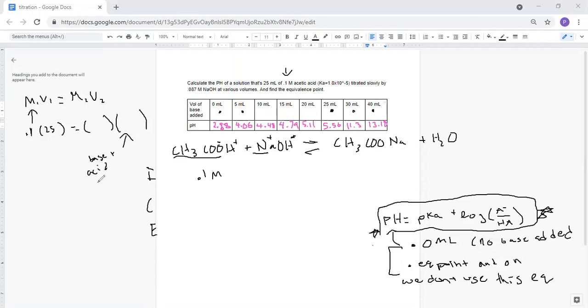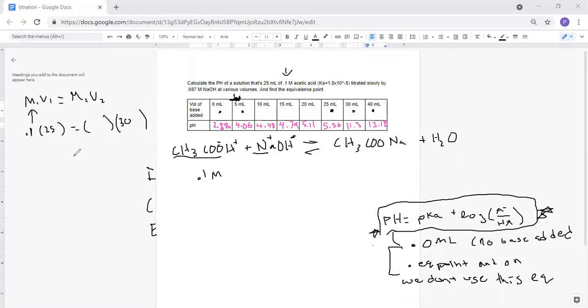So we know our acid is 25 mils, and here we're adding 5 mils of the base. So 25 plus 5 equals 30 mils. So we have 30 mils total after we add the base. That's going to allow us to solve for our molarity of acid after we've added base.